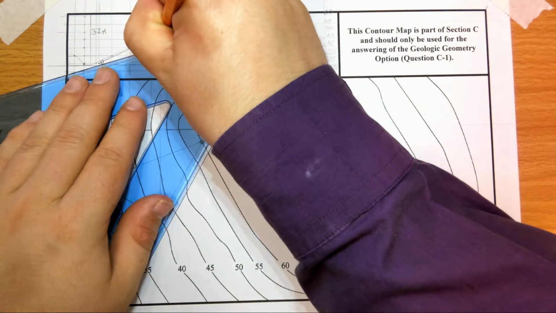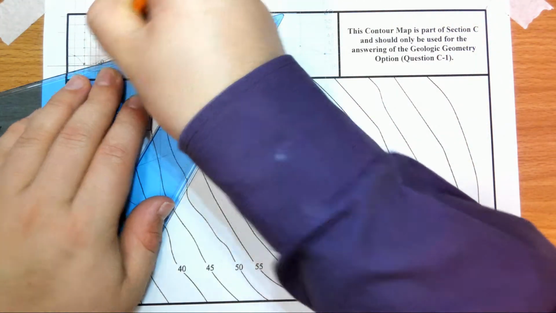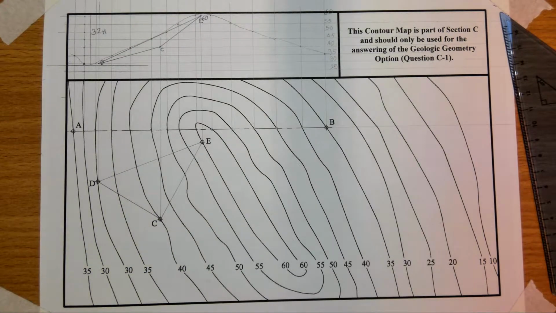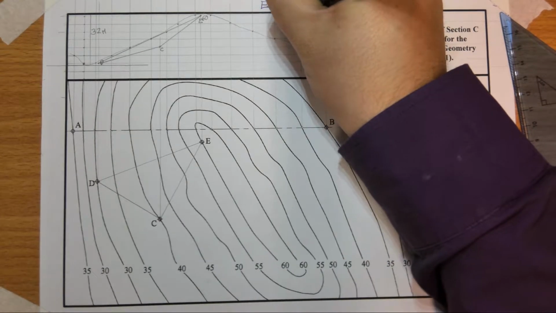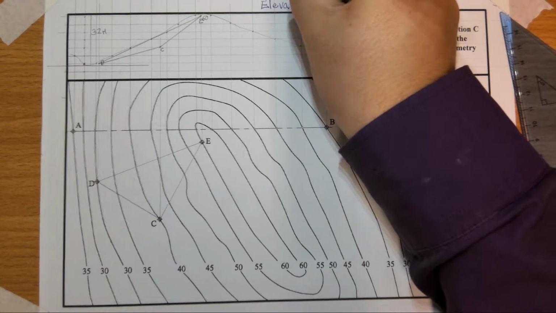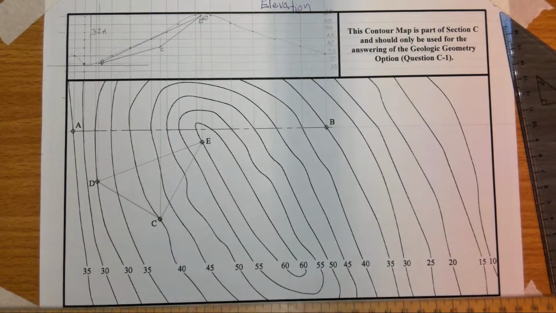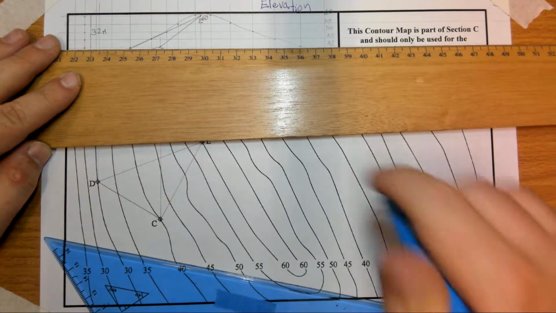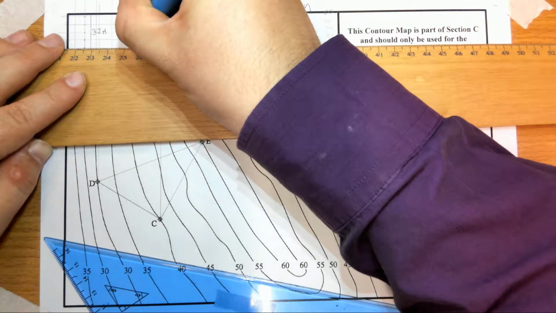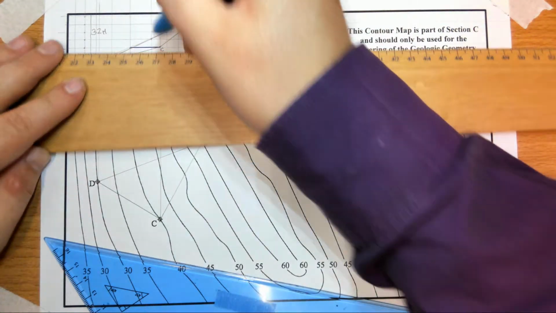That's it there. Now, the question says draw the strike. What the strike is, is a level line across the surface. So this is like an elevation looking in from the front, or a vertical section. So from C, we're going to draw a straight line across. Okay, that's a level line.